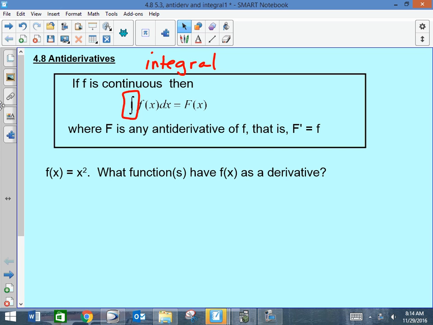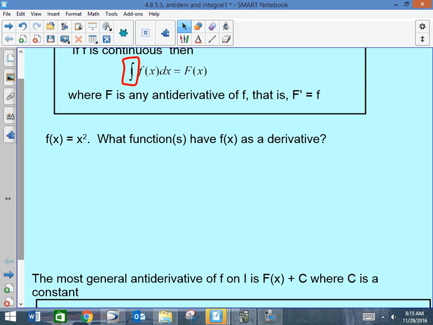Okay, this is the integral of f of x. You want me to do it? I do it all the time. Integral of f of x dx equals, notice the big F. Okay? Big F is an antiderivative. What does that mean? That means if you take the derivative of big F, you will get little f. So it's the opposite of derivative. Antiderivative, derivative, that makes sense. That would be opposite, right?